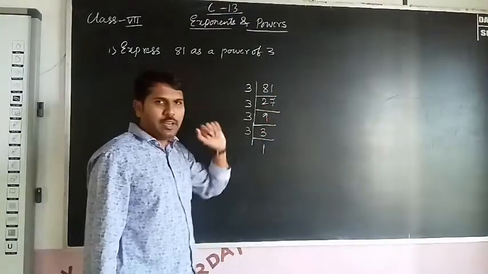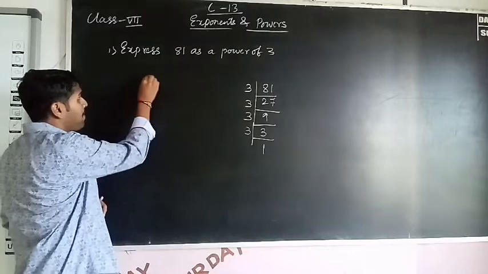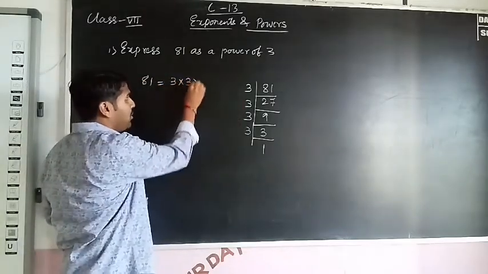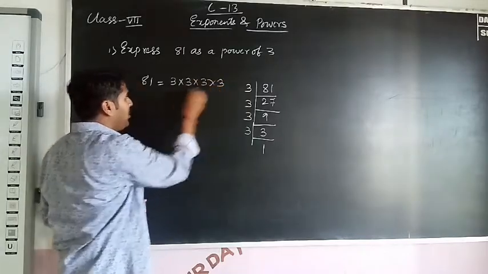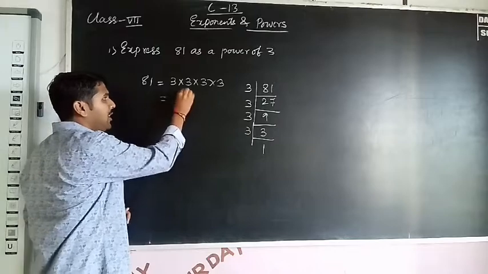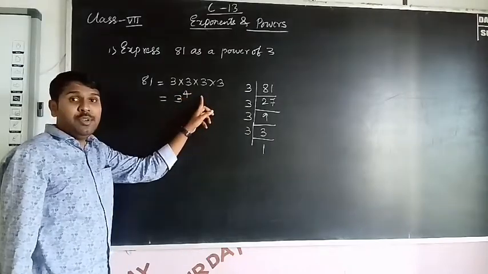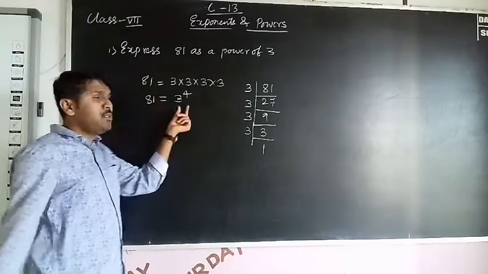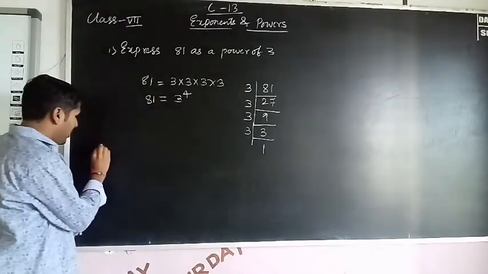So how to write 81? 81 equals 3 into 3 into 3 into 3. So that is 3 how many times? 4 times. That means 3 raised to 4. So 81 you can write as 3 raised to 4. So check another one.